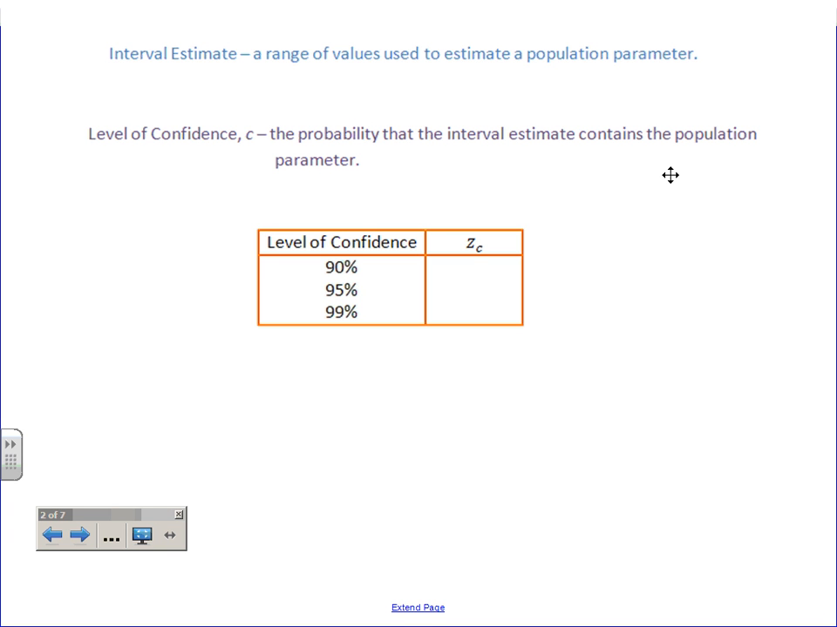So obviously the more confident you want to be, what are you going to do with your range? Well, wider it is. Okay, if you only want to be 50% confident, you say, oh, it's in between here and here somewhere. You know, just get something very small.